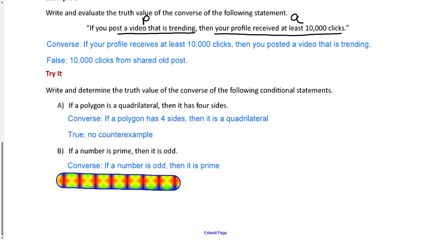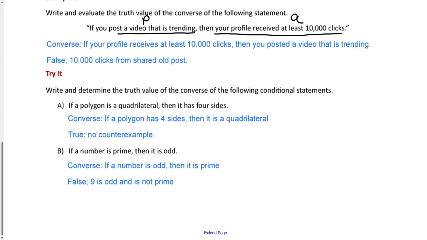Well, let's test our validity on this one, our truth value. If a number is odd, then it is prime. Let's think about prime numbers. The number 3 is a prime number. That's odd. The number 7 is a prime number. It's odd. 5 is also that way. 9 is an odd number, but it's not prime. 9 can be divided by 3, and prime means it can only be divided by 1 and itself.